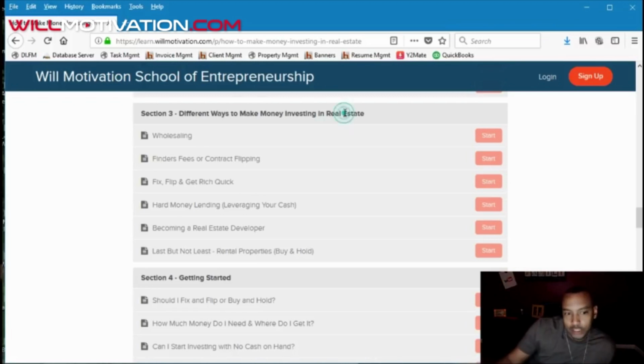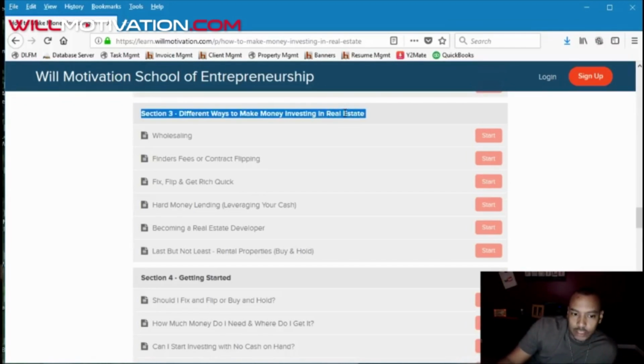And then section 3, different ways to make money investing in real estate. I want to set the tone right up front to let you guys know that buying and holding, or rental properties, is one way, and doing flips is another way. But there's a few other ways that you can make money investing in real estate. And this course is mostly about rental properties, like buying and holding, that strategy, and also doing fix and flips.